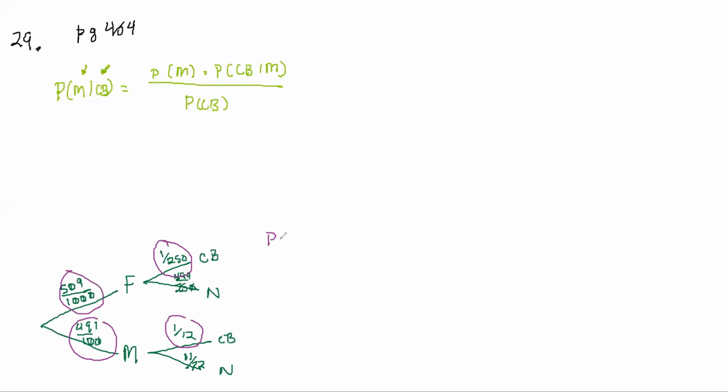So that's going to be this. Probability of being colorblind is going to be equal to the chances you are female and colorblind plus the chances you are male and colorblind. So that's 509 out of 1,000 times 1 out of 250 plus 491 out of 1,000 times 1 out of 12. Okay, so this is going to be, you know what, I'm gonna pull out a calculator so I can just give you a decimal here, so we don't have to do the messy fraction thing.